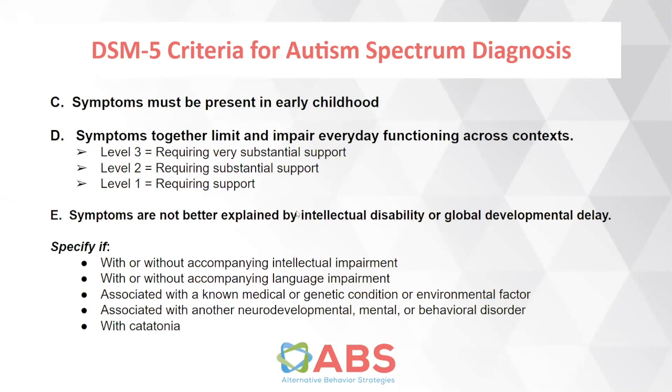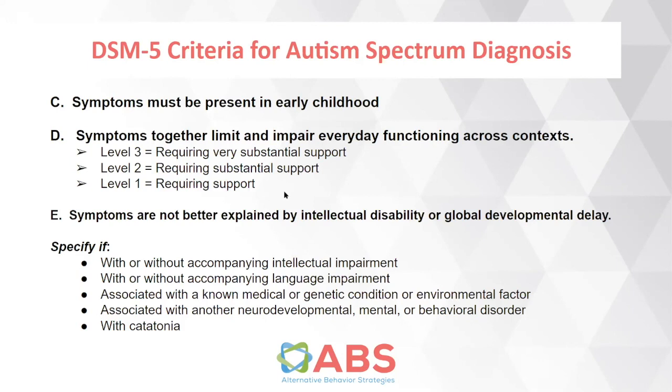I do want to draw attention to D and make sure that this group understands that part of the diagnosis is also giving a level of symptomatology severity. So when we give a diagnosis of autism, we're going to say that they have level 1, 2, or 3. And these levels are determined based on the amount of support that someone would need in order to function in environments like homeschool or the community.